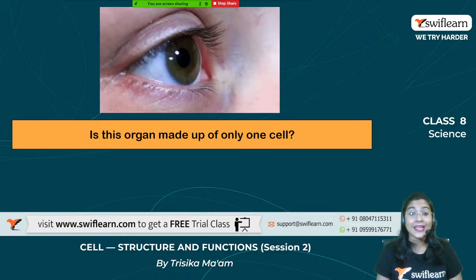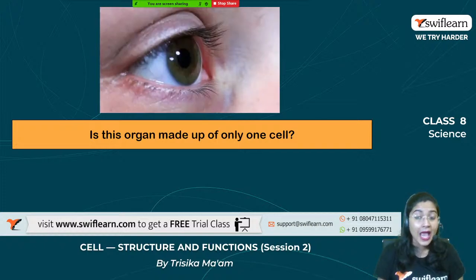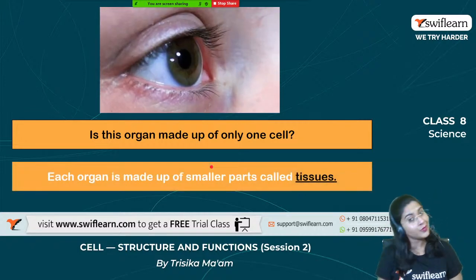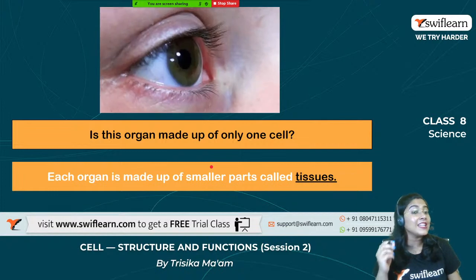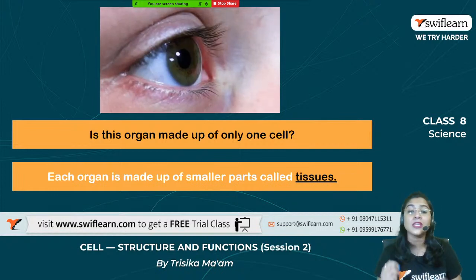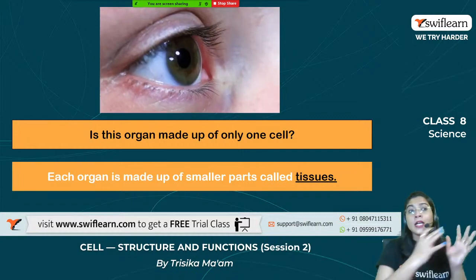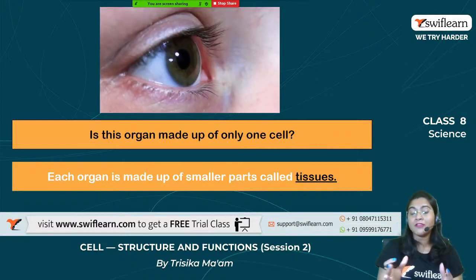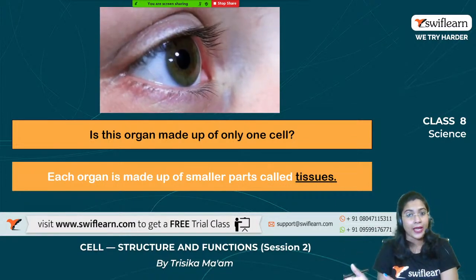Okay, so they are actually made up of many cells, right? And this group of cells, when they are performing a specific function, make the tissue, right? So we can say that each and every organ is made up of smaller parts which are called the tissues. So a group of cells makes up the tissue while performing a specific function, and a group of tissues makes up the organ, right?